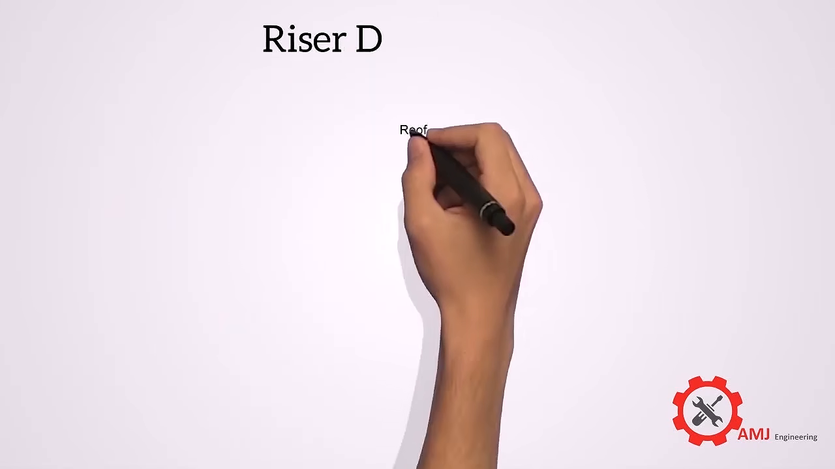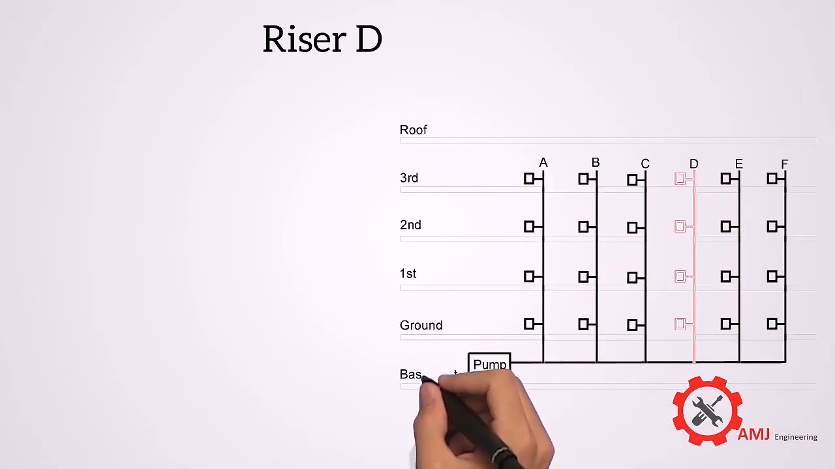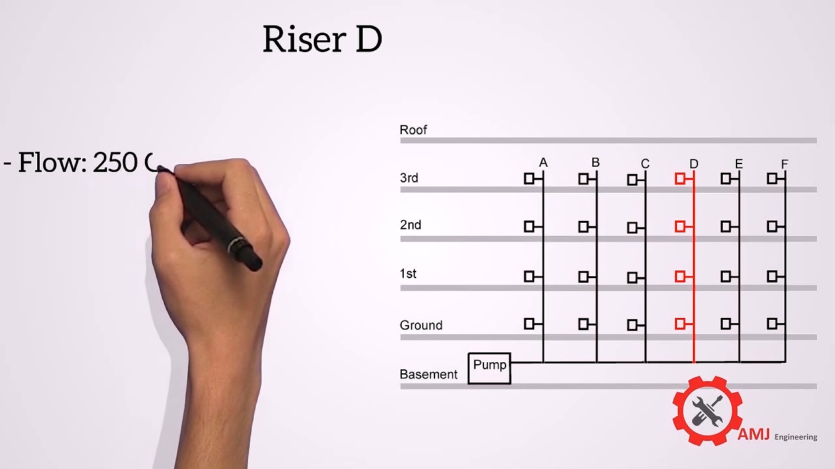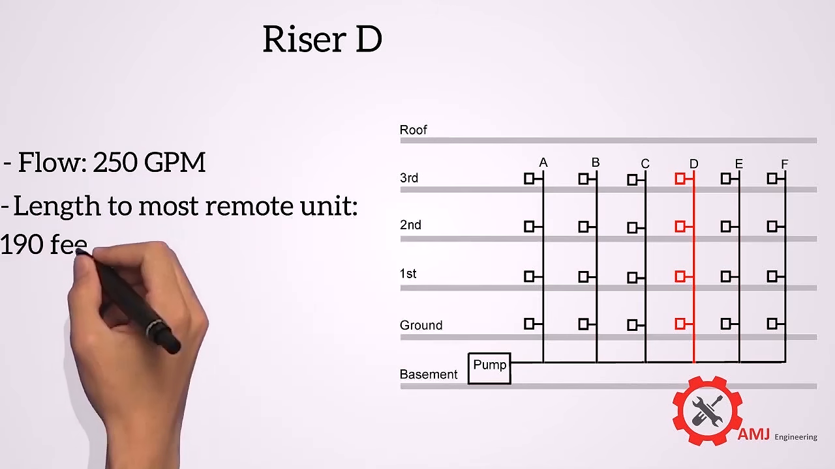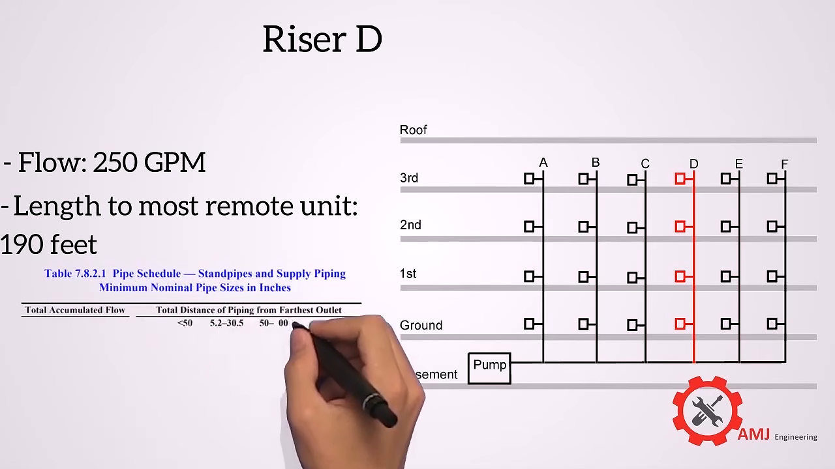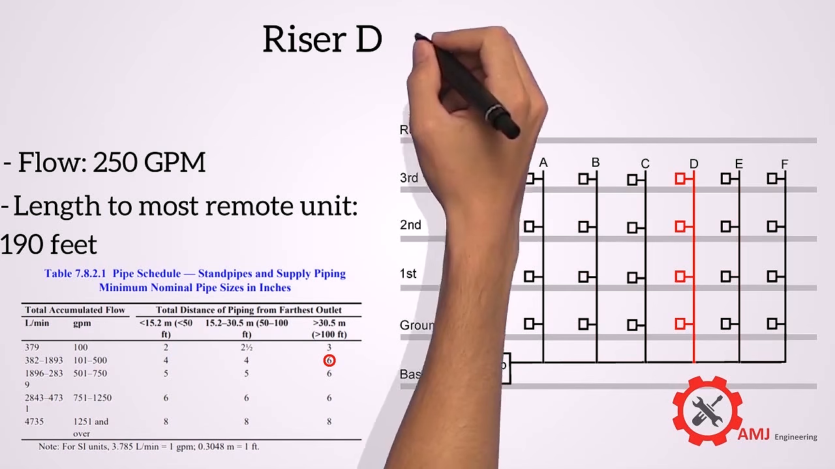For riser D, the flow is 250 GPM. The length to most remote outlet on riser D is 190 feet. So from the table the required pipe size is 6 inches.